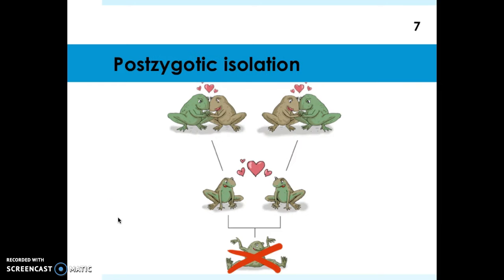Postzygotic isolation is when they're actually able to breed, but either their offspring comes out inviable, so it dies either during birth or shortly after birth, or their offspring is not fertile itself. The same thing we saw with the liger. So these are postzygotic isolation techniques, after birth.